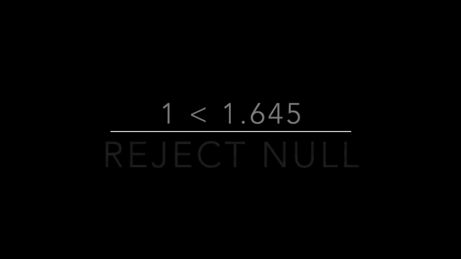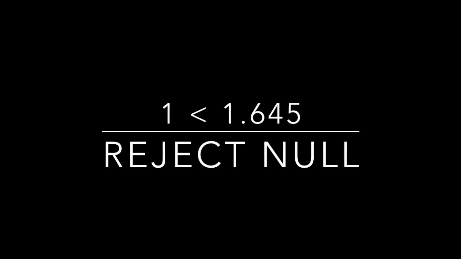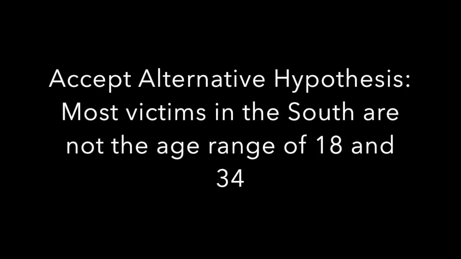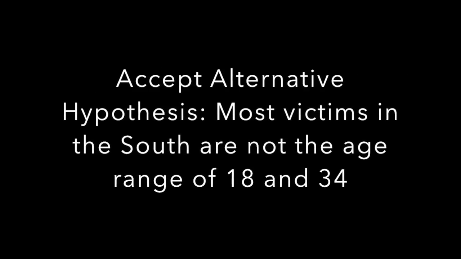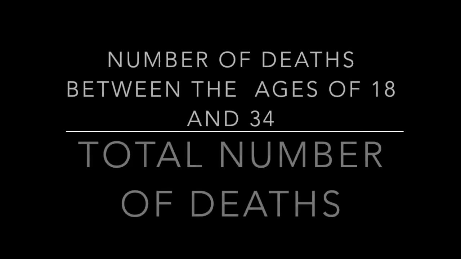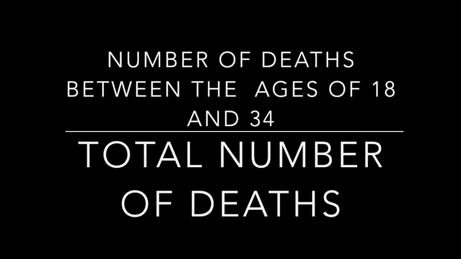In addition, using a significance level of 0.05, we determined that the p-value for victims of this age range in the South was 1.0. Given the corresponding critical value of 1.645, the p-value was significantly less than this value, allowing us to correctly reject the null hypothesis. Therefore, we were able to successfully conclude that most victims in the South were not within the age range of 18 and 34.